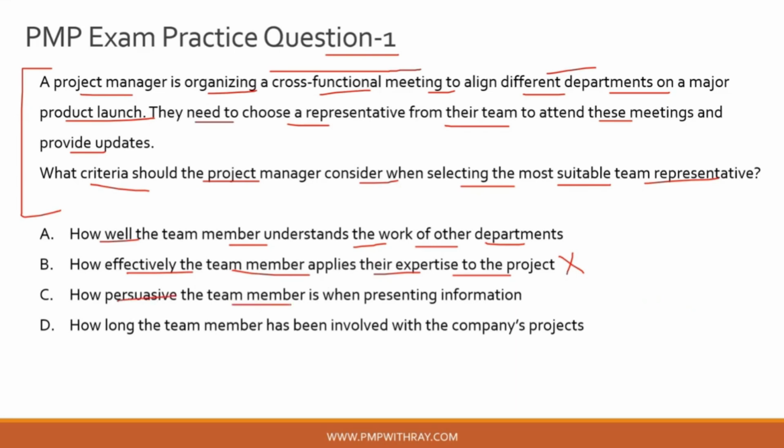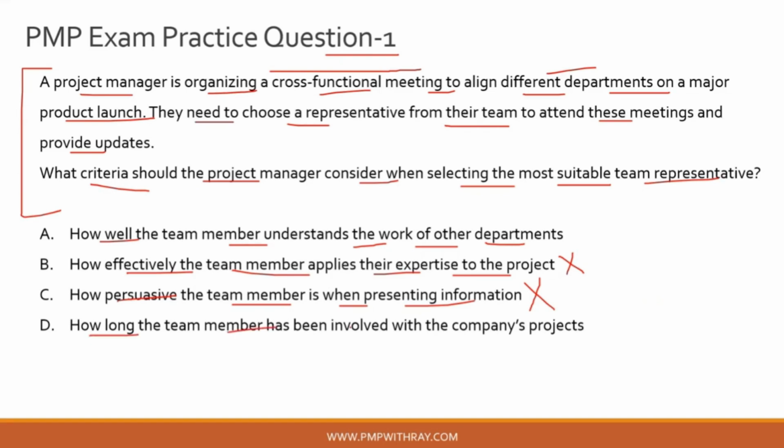How persuasive the team member is when presenting information. Again, that is a trait which you might say is good to have, but it's not a must have, right? So even if the person comes with a lot of persuasion skills or tries to put forward the agenda for your team, if he or she doesn't understand how the different departments are working, what the dependencies between the departments are, etc., just having persuasion skills or negotiation skills will not help in this kind of scenario. Okay, so that is why option C is incorrect. Let's look at option D.